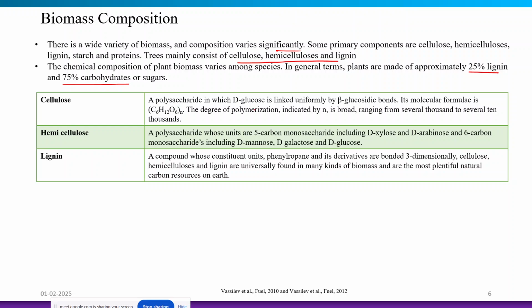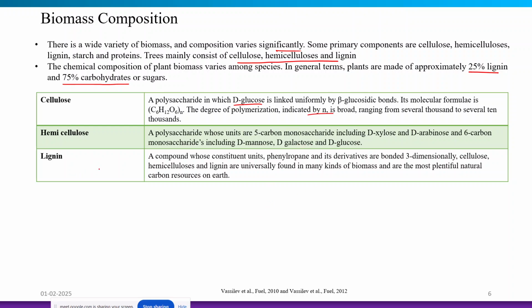Cellulose is nothing but a polysaccharide. This comes under carbohydrates. Cellulose is a polysaccharide in which D-glucose is linked uniformly by beta-glucosidic bonds, and its molecular formula is (C6H12O6)n in a chain. The degree of polymerization, indicated by n, is broad, ranging from several thousand to several tens of thousands. When we talk about hemicellulose, this is also a polysaccharide whose units are 5-carbon monosaccharides, including D-xylose and arabinose, and 6-carbon monosaccharides, including mannose, galactose, and glucose.